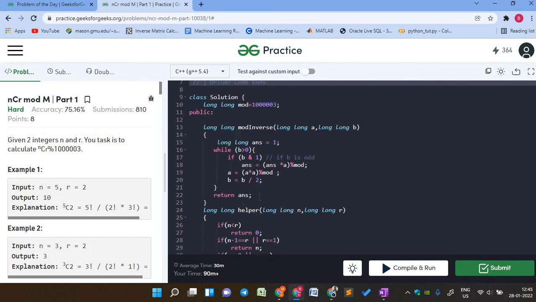Okay, so for finding the inverse value we are using Fermat's little theorem. I have explained it in the previous video, right?